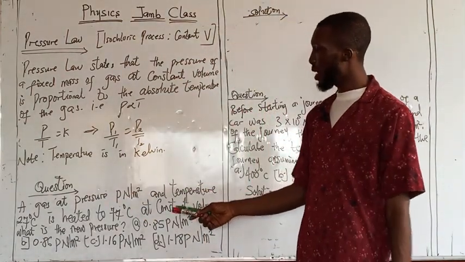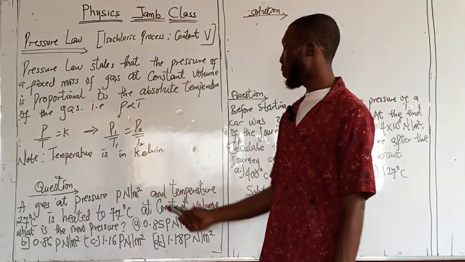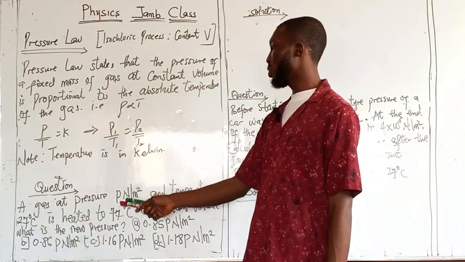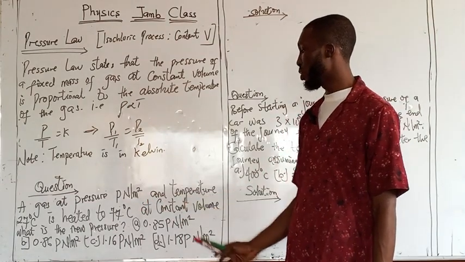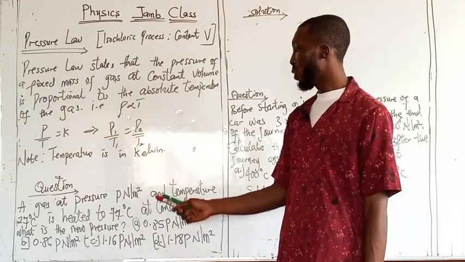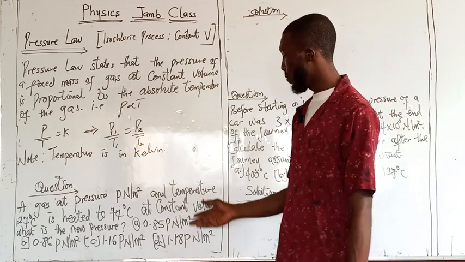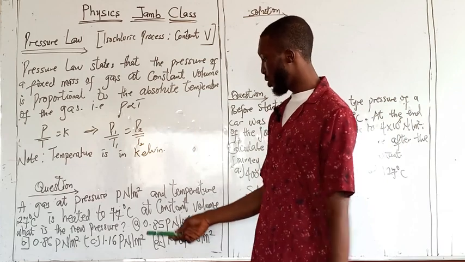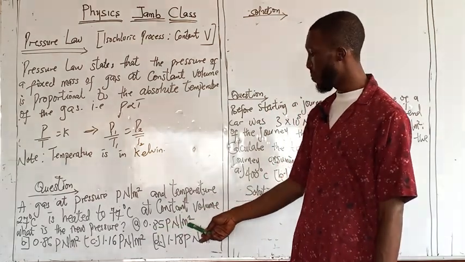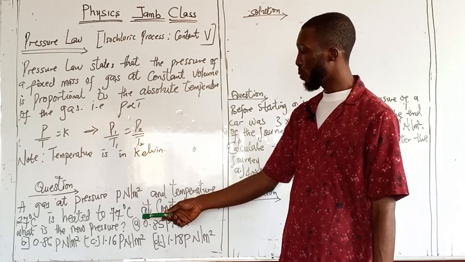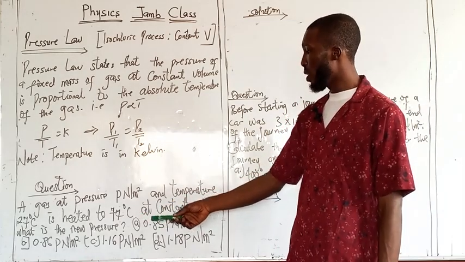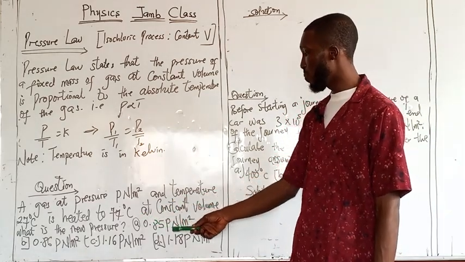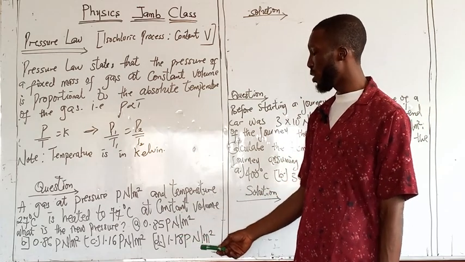It says that a gas at pressure P Newton per meter square and temperature 27 degrees Celsius is heated to 77 degrees Celsius at constant volume. What is the new pressure? You see, volume is constant. That is what? The pressure law. So we have options: A 0.85 P Newton per meter square, B 0.86 P Newton per meter square, C 1.16 P Newton per meter square, and D 1.18 P Newton per meter square.